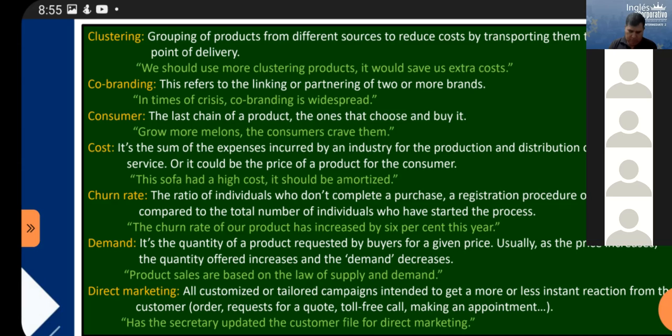Direct marketing: all consumers, or tailored campaigns, intended to get a more or less instant reaction from the customer, or the request for a good, a call, making an appointment, a quote. Have the secretary update the customer files for direct marketing.